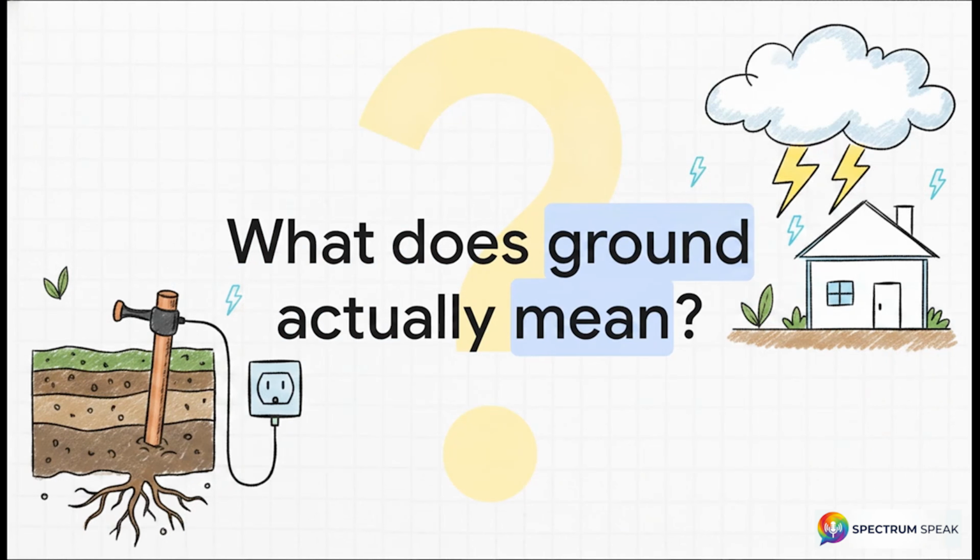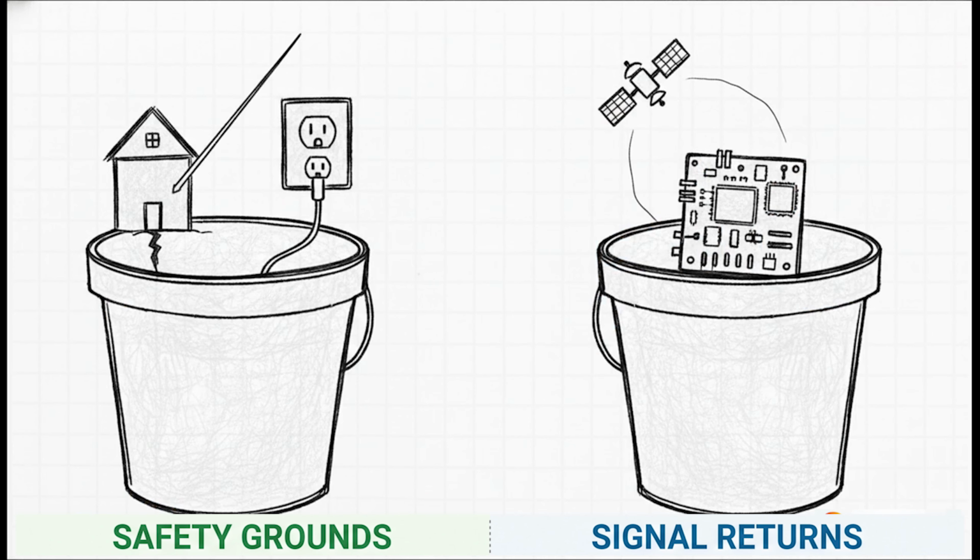So I want to challenge you right off the bat with this question. What does the word ground actually mean to you? When you say it out loud, what physical object are you picturing in your mind? Because honestly, a ground can mean an 8-foot copper rod driven into the earth to protect a building from lightning.